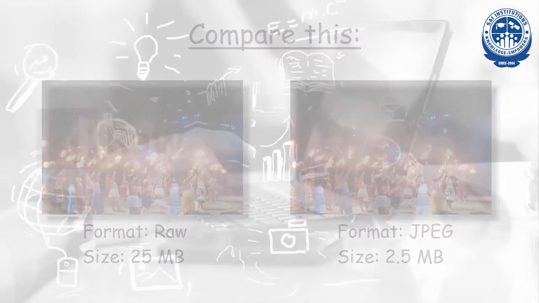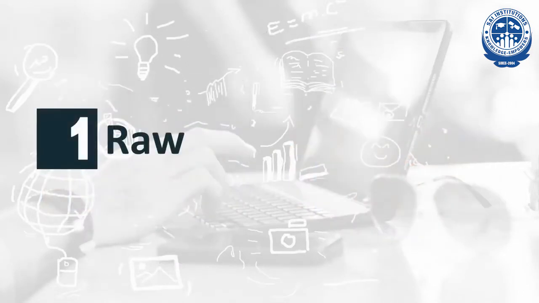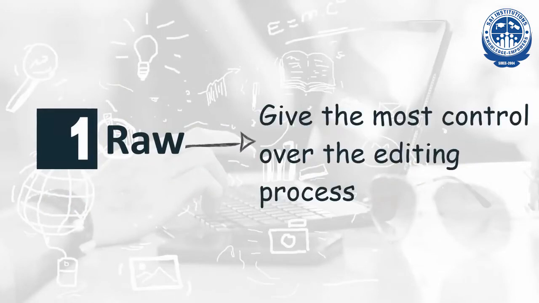In spite of its large size, the richness of the data in raw images gives us the most control over the editing process. This editing control is the main reason why many professional photographers prefer capturing their images in raw format, especially when they want to enlarge their images and print them as very large photos or posters.